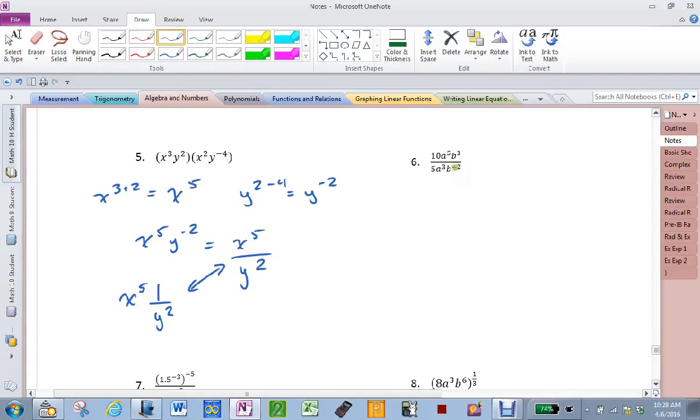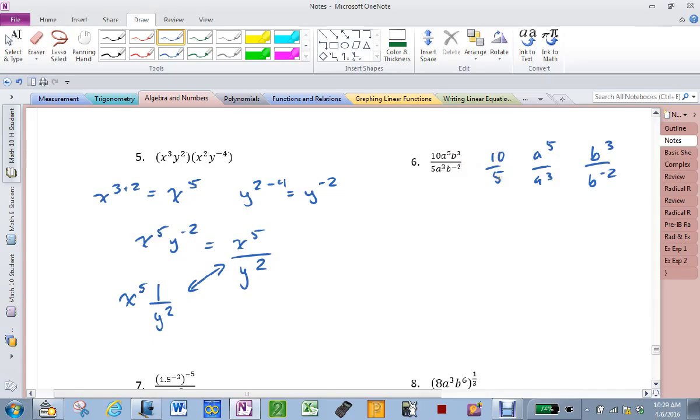Now, what about this? What's the best way to approach this, do you think? 10 over 5, a to the 5 over a cubed, and b cubed over b to the negative 2. If you're not yet good at this, then think of them separately. Do you think I do this? No, of course not. But you guys are not as practiced as me, so you probably want to split it up. Do you need to rewrite it? Not necessarily. You could just draw lines.